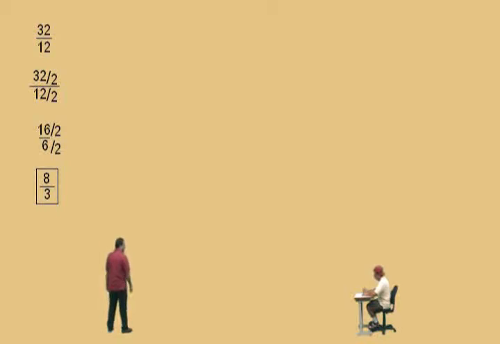Okay, Charlie, now watch. 32 over 12, notice we divided by a 2 and then again we divided by 2, right? Now what's 2 times 2, Charlie? 4. So we could have done this problem in one step by simply dividing the top and the bottom by a 4. Now it all comes down to knowing your times tables.